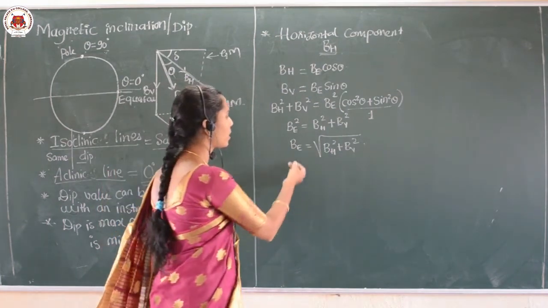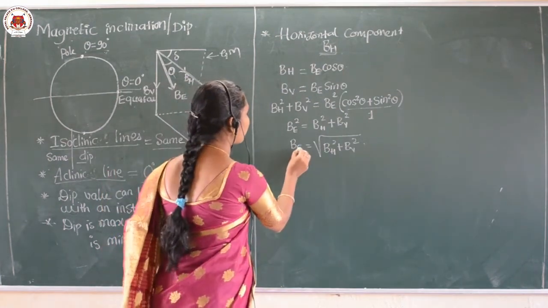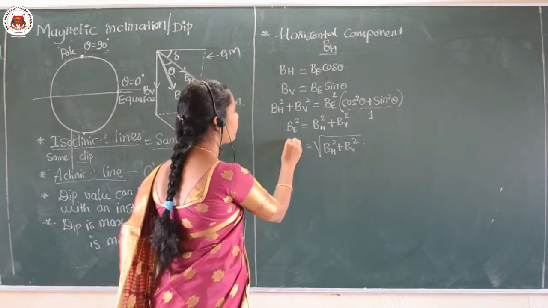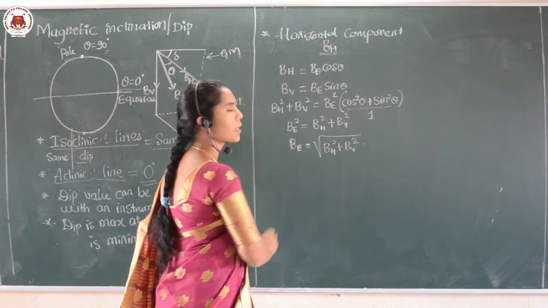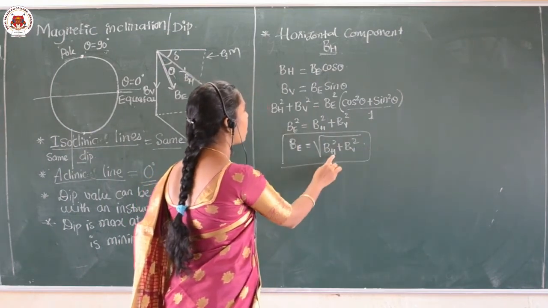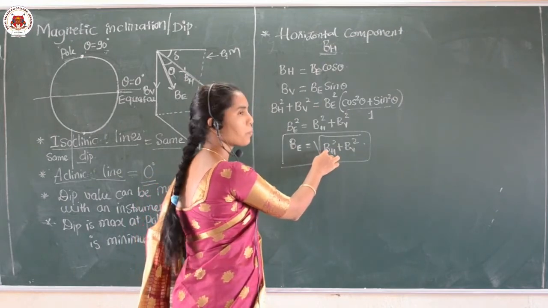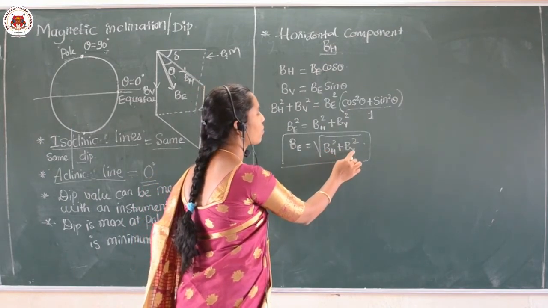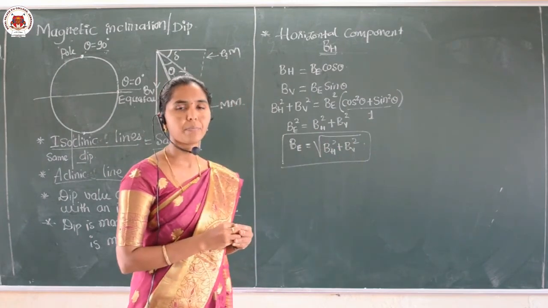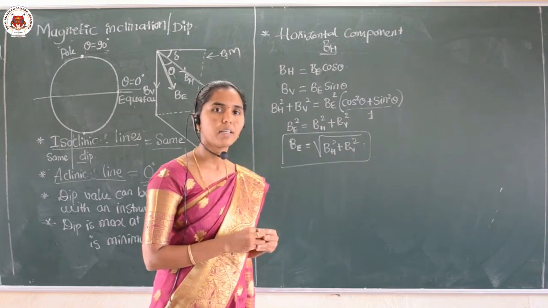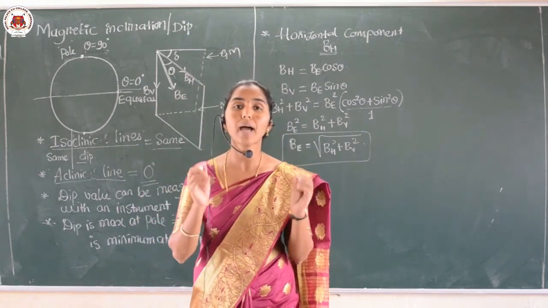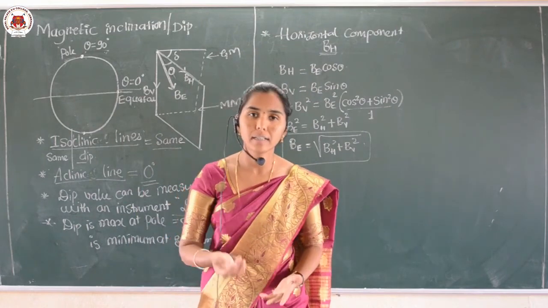Then what does it indicate? The total earth's magnetic field BE can be obtained with the help of the formula, that is the root of the square of the horizontal component plus the square of the vertical component of that magnetic field. Am I clear, dear students? Yes, and this is what we have about earth magnetism and the magnetic field.